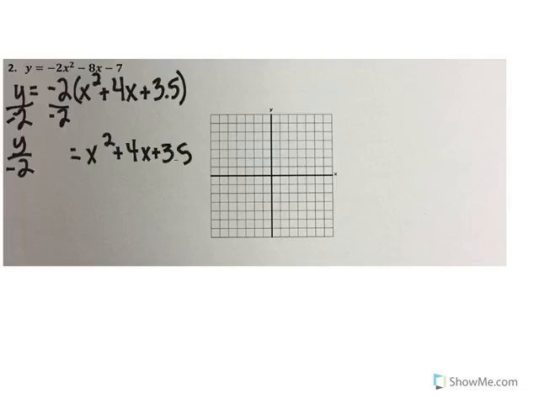Tell someone next to you what you're going to do next to start completing the square. Go. 15 seconds. Tell someone next to you what you're going to do next. Okay. Volunteer, what did someone say to their partner? What did you say? Subtract 3.5.